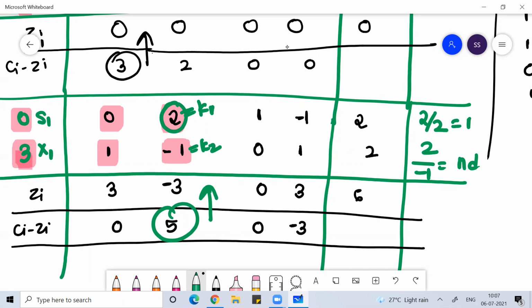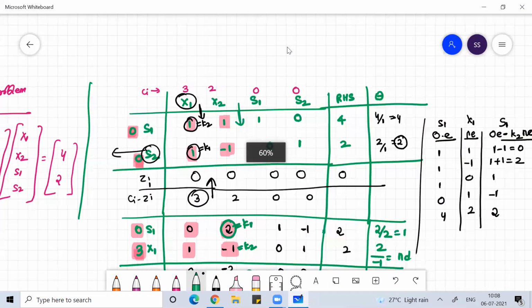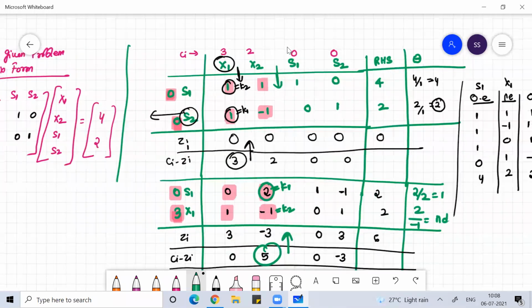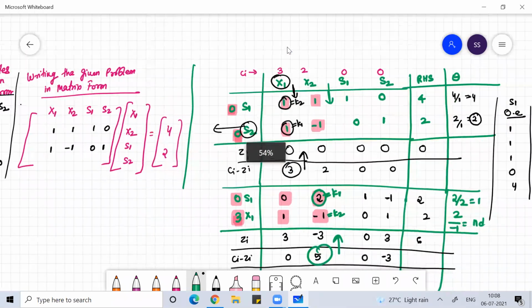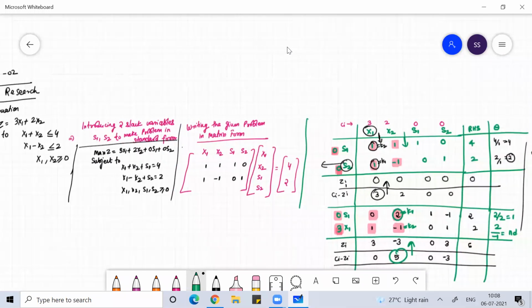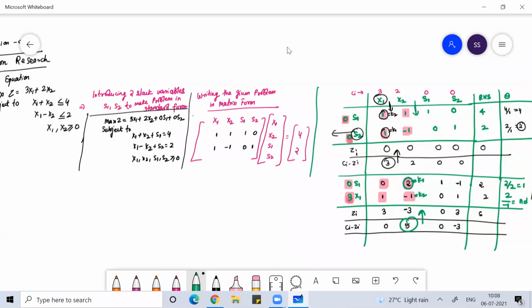Done everyone? Anyone, any doubt? See the steps, guys. Clear, everyone?